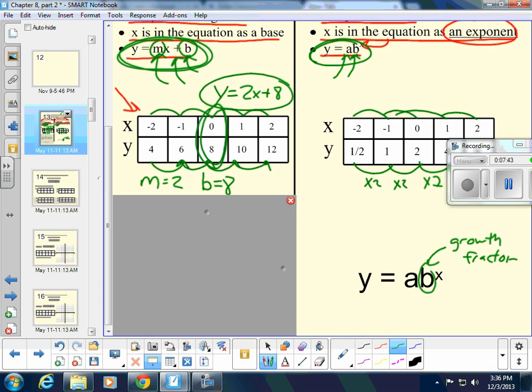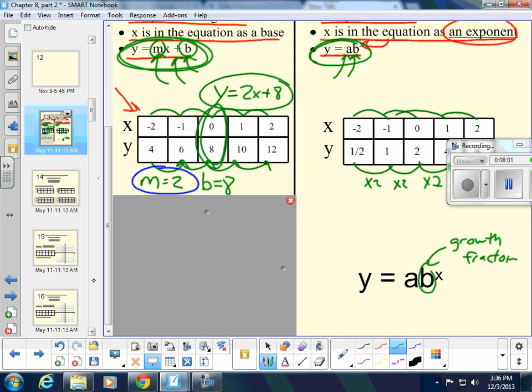But that b is going to be the growth factor. So what is it? Kind of like slope acted in my linear equation, right? It was going up by 2 every time. We talked about things like that. What's it increasing by? But in that case, it was adding every time. It was adding 2, adding 2, adding 2 in my table.